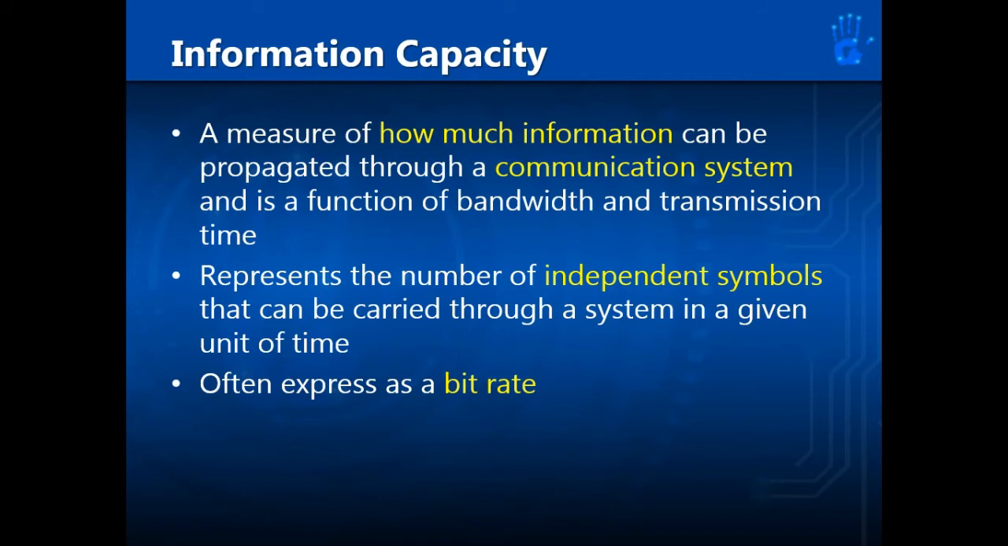Information capacity. This is a measure of how much information can be propagated through a communication system. It is a function of bandwidth and transmission time. It represents the number of independent symbols that can be carried through a system in a given unit of time, often expressed as bit rate. The unit for this is usually bits per second, kilobits per second, megabits per second, and gigabits per second. You can see such measurements when looking at internet speeds, router speeds, or basically anywhere that involves the transfer of digital data.